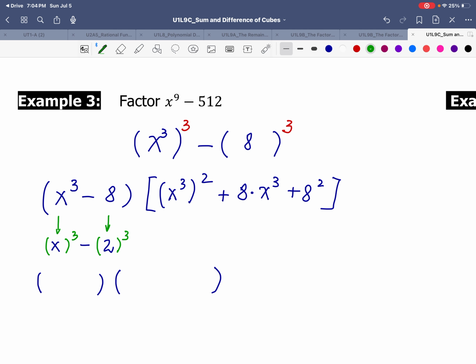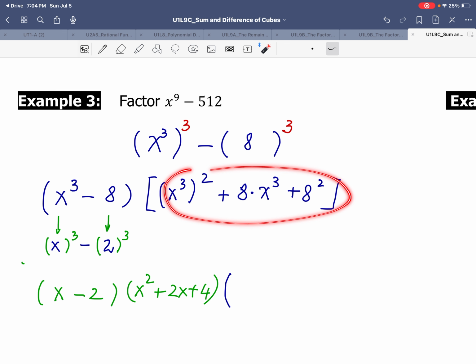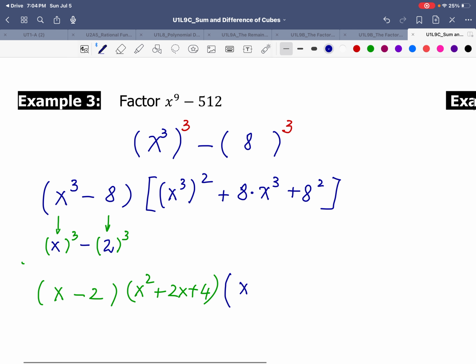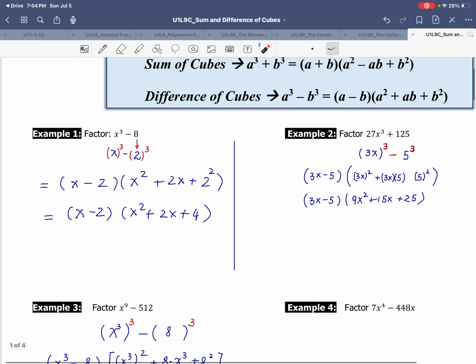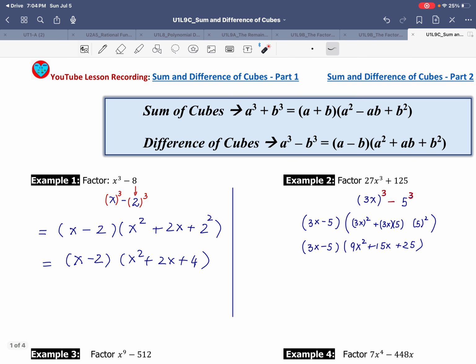Let me make it actually a different color, so it helps. And we have x minus 2, x squared plus 2x plus 4. And obviously, we're going to write this other factor that we had in here in a cleaner format. So x to the power of 6, minus 8x to the power of 3, and then plus 64. Don't you dare factor this any further. It doesn't factor because otherwise the formula wouldn't have been what it is.